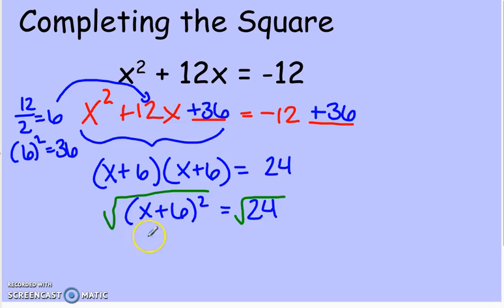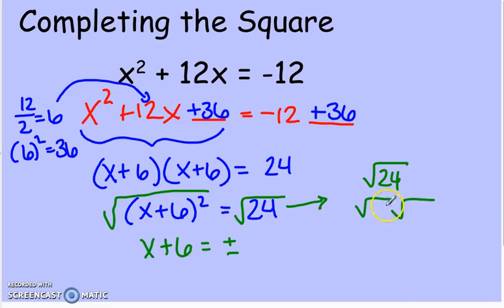So that leaves us with the binomial x plus 6 equals plus or minus. And now before I write anything down, I'm going to simplify the square root of 24. So this is not a whole number, so we need to simplify the square root of 24, which means we have to find a perfect square that goes into 24. So the perfect square that goes into 24 is 4, and it goes in 6 times. The square root of 4 is 2. So this is equivalent to 2 radical 6, which is what we're going to write down here.